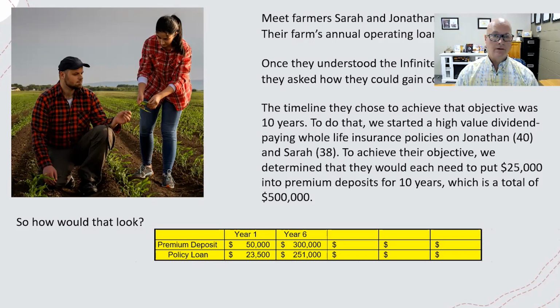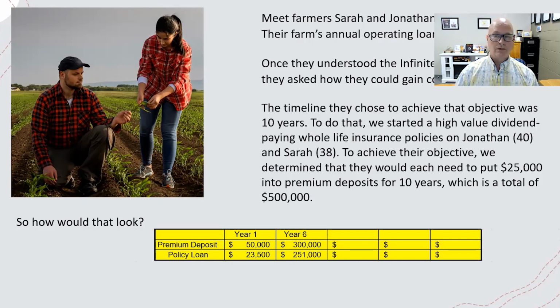$251,000 in their own banking system. So effectively, at this stage, they can control half of what they were putting out into their operating loan each year. So they've already swung that pendulum. It's got towards where it's 50-50. And so they're much less dependent on lenders already at this stage of this objective.